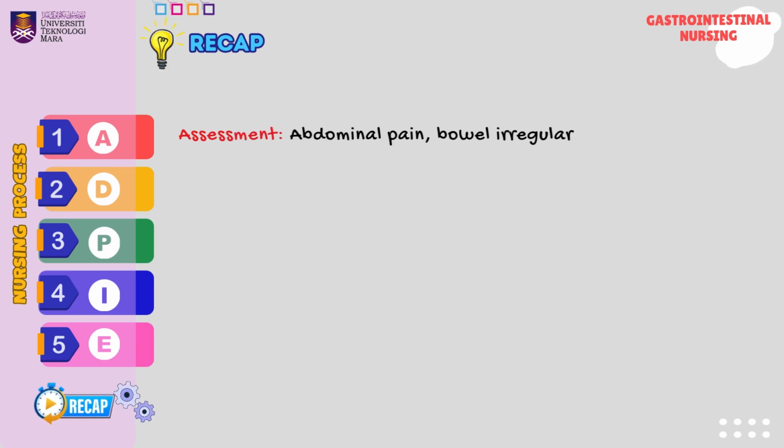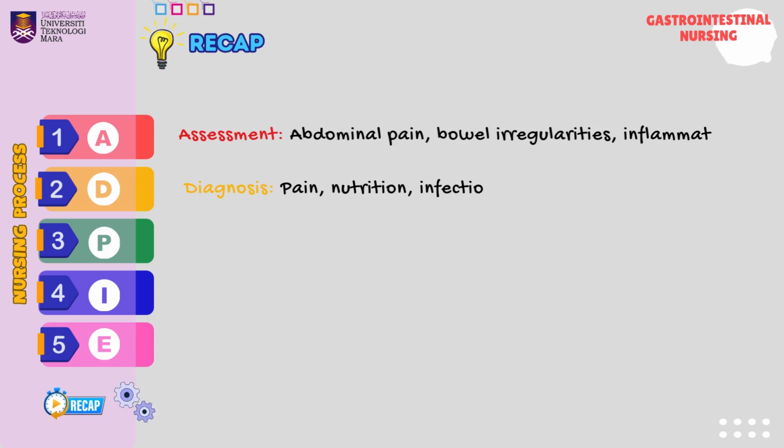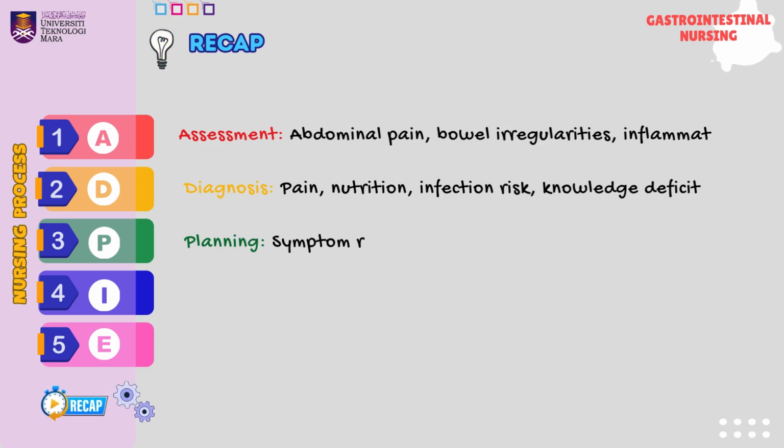Let's quickly recap the nursing care plan using the ADPIE approach for diverticular disease. Assessment: we identified symptoms such as abdominal pain, bowel irregularities, and signs of inflammation. Diagnosis: key nursing diagnoses included pain, imbalanced nutrition, risk for infection, and knowledge deficit. Planning: our goals focused on relieving symptoms, educating the client, and regulating bowel function.